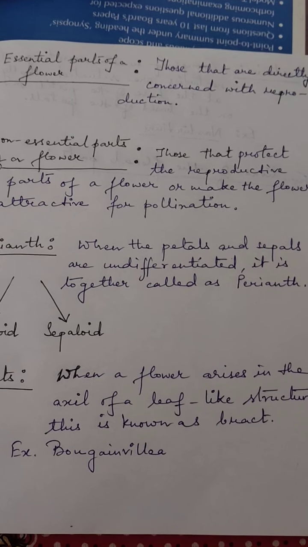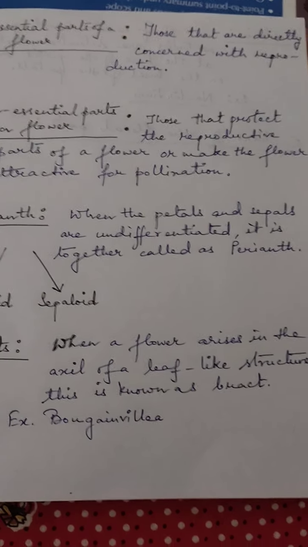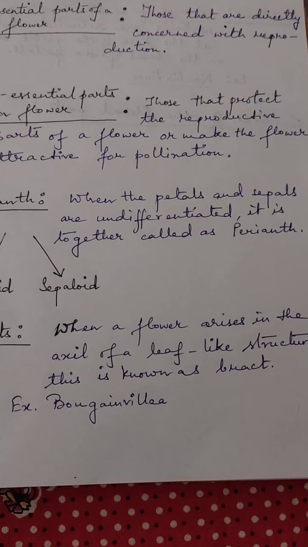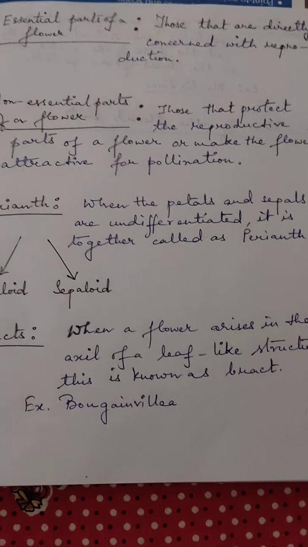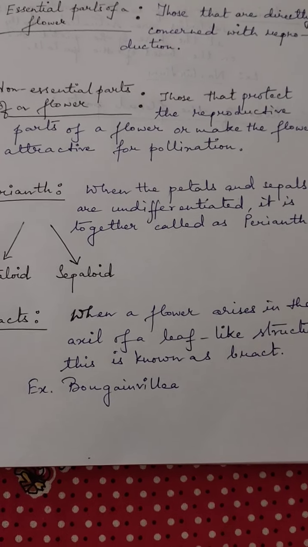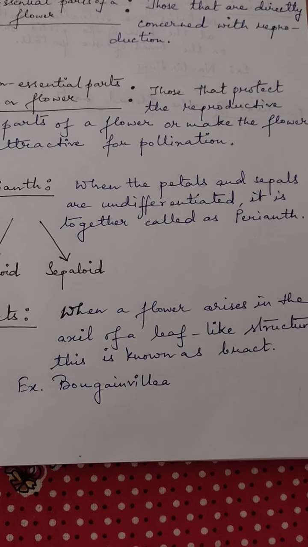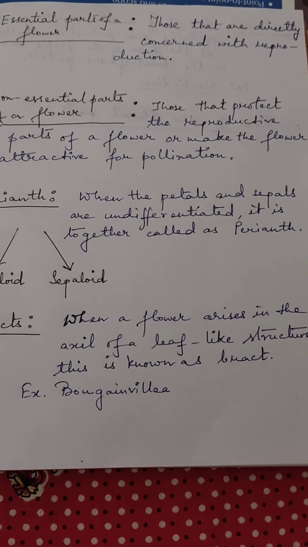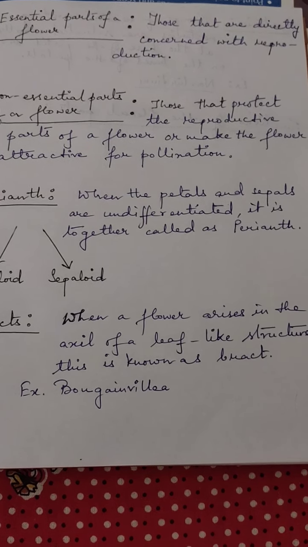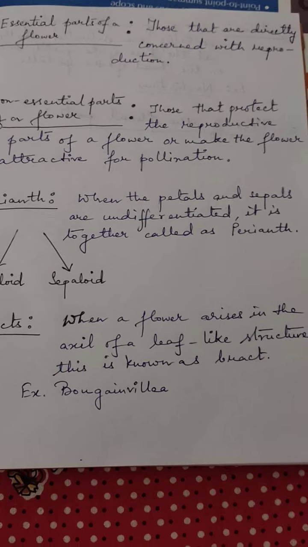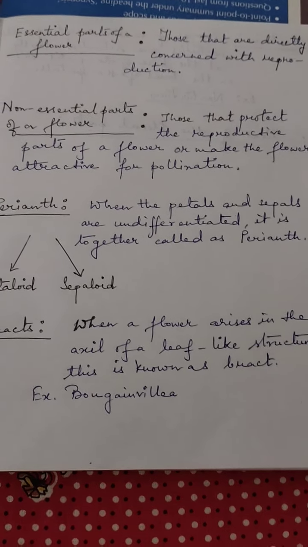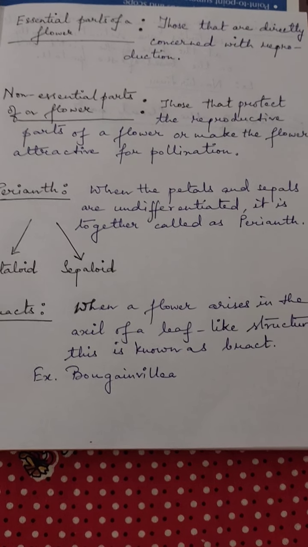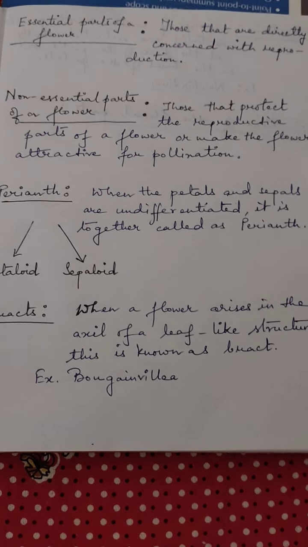Now, which are the essential parts of a flower? Essential parts are those which are directly concerned with the reproduction of the plant. And non-essential parts are those that protect the reproductive parts of a flower or make the flower attractive for pollination, but are not directly involved in reproduction. I hope it's clear.